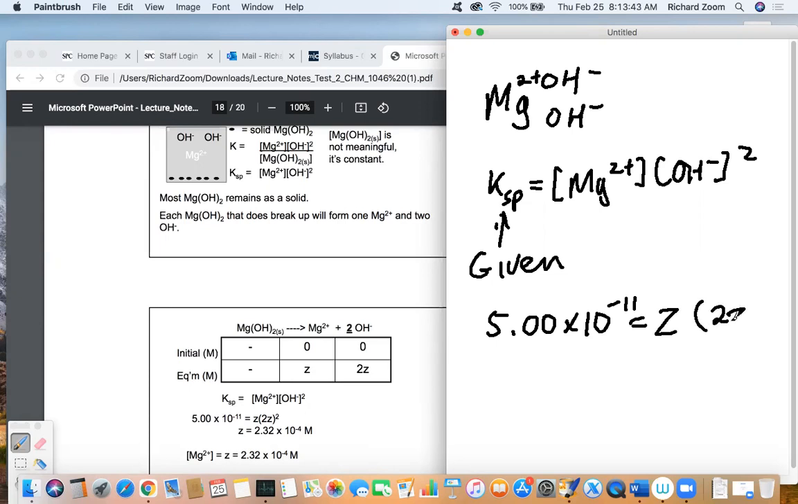So what I can do is substitute in the Z for the Mg2+ and the 2Z for the OH-. Now I haven't done the math here, but I will do it here for you at this point. So that means Z times 4Z squared. If you take 2Z and square it, you're also squaring the 2 as well. So it becomes 4Z squared, which translates to 4Z cubed. Any questions so far?